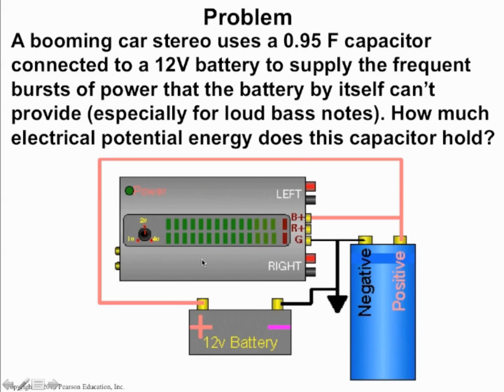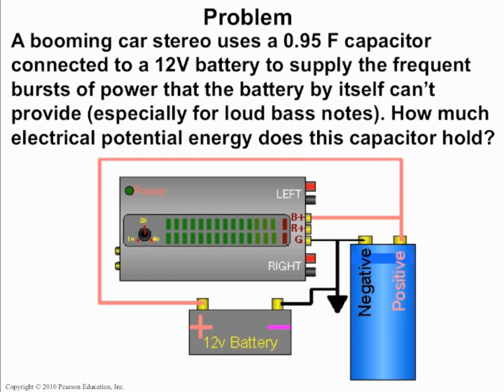Let's take a look at this problem. A booming car stereo uses a 0.95 farad capacitor connected to a 12-volt battery to supply the frequent bursts of power that the battery by itself can't provide, especially for loud bass notes. How much electrical potential energy does this capacitor hold? Alright, so if you've ever been in a car with the booming bass speakers, or you've been next to one, you know what kind of power they have.